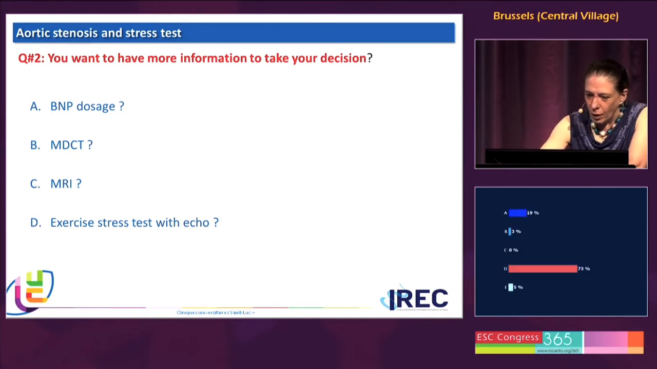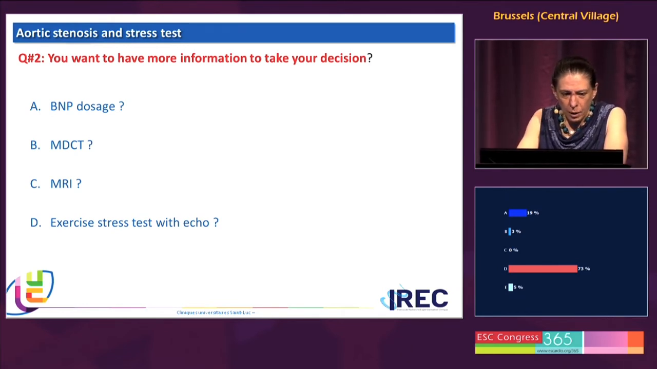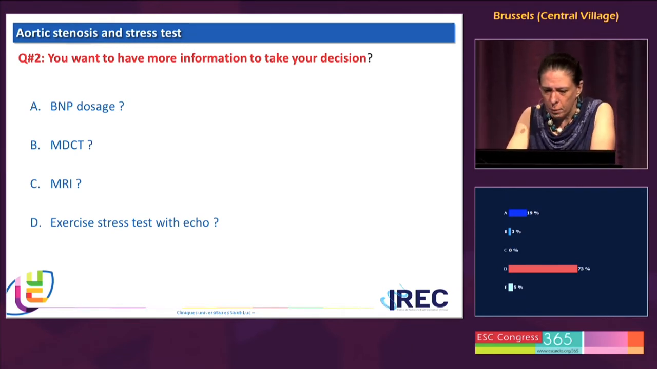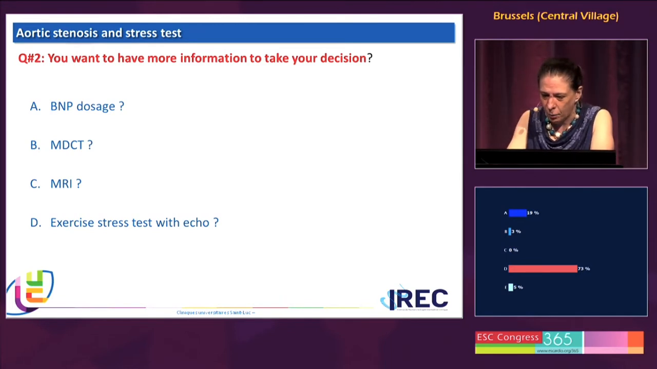So one part, 19%, will have a BNP dosage. I can give you the BNP dosage. It's 39, which we say is the normal range. Three people want to have MDCT. Nobody wants to have MRI, and the majority want to have exercise test with echo. Maybe it's because it's the title of the session.